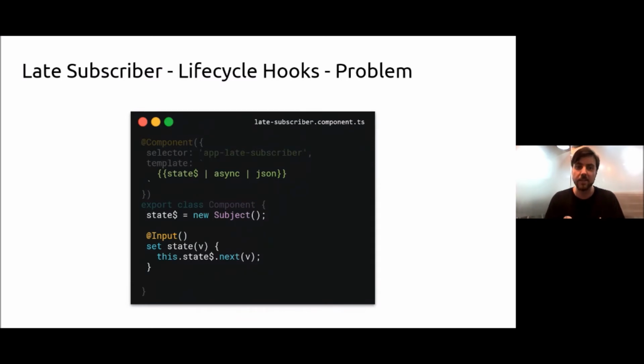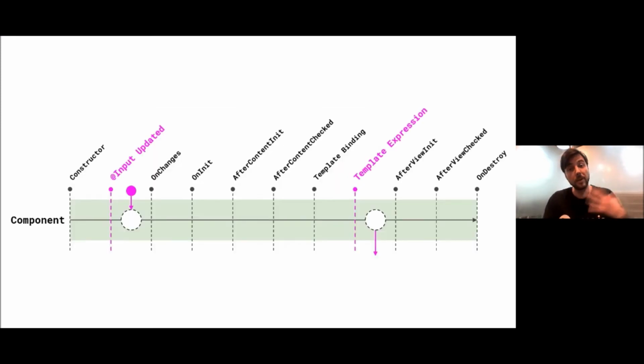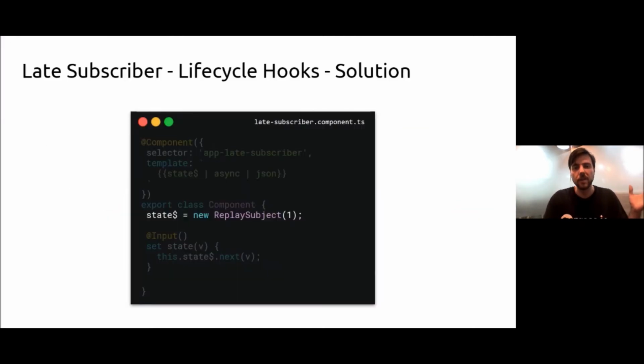Why is this the case? Because I'm too late. My @Input binding is firing way before my async pipe is subscribing in the template. And this is the reason why I don't see the emitted values. So what I can do very quickly, if you look at the problem here, this white circle is empty, is use a replay subject, marked here. And this replay, just wait a second.